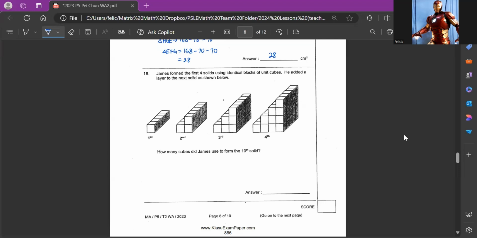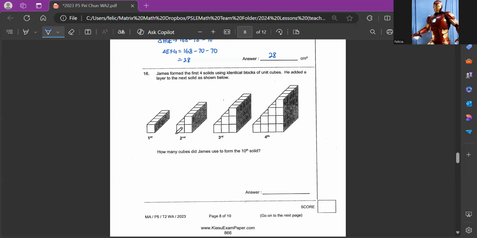Okay, question 16. So James formed the first four solids using identical blocks of cubes. He added a layer to the next solid as shown below. Okay, so observe how the cubes are arranged. If you observe from the diagram, because now we are dealing with cubes, not just squares, it makes things a little bit more challenging. But luckily, the stacks are pretty neatly arranged. So you notice that every row of cubes is 1, 2, 3, 4, 5 cubes. It's always adding on 5 cubes. If you add on one layer of cubes, it is always 5 in that layer.